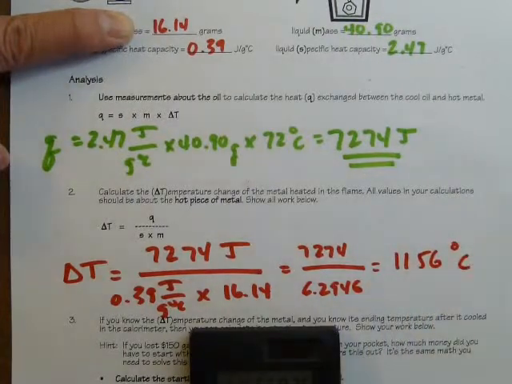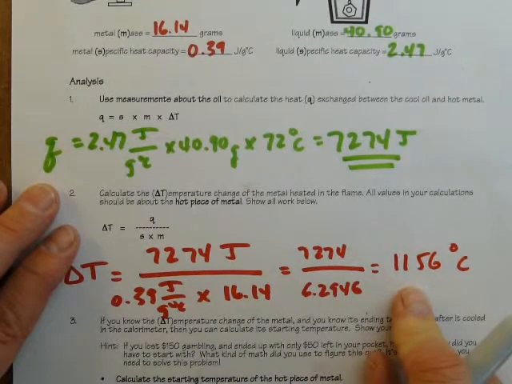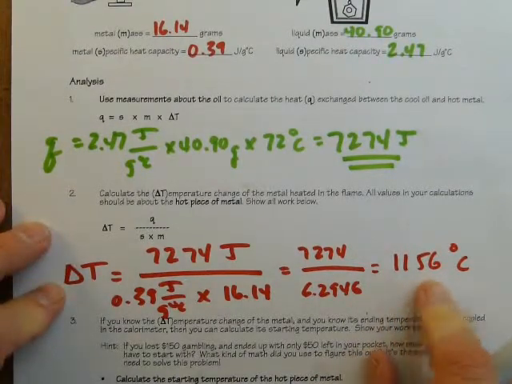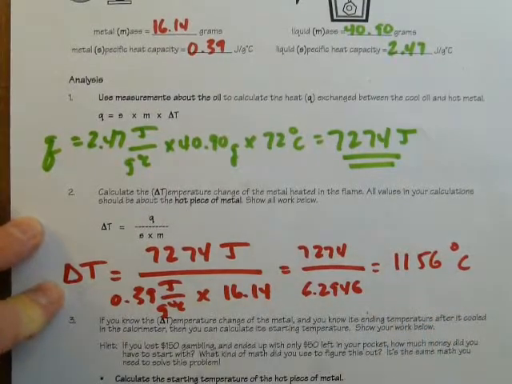1156 degrees Celsius. So that means that when the hot piece of metal was put into the cool calorimeter, its temperature dropped by 1,156 degrees Celsius. That's a tremendously huge change in temperature, indicating how hot that was to begin with.